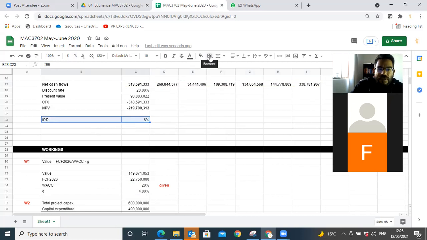So what do you notice? They want IRR to be 20. The fact that it is 6 means you won't accept. So that is basically the answer.